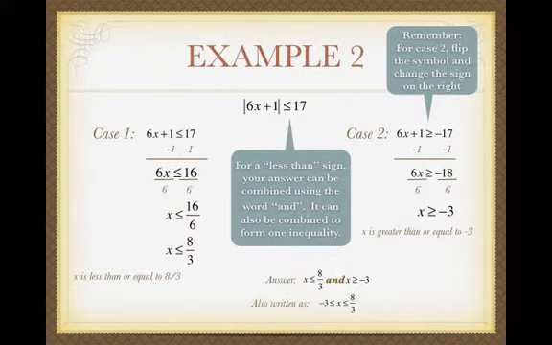Okay, x will have to be in the middle, and order does matter when we're writing it this way. We always want to put the smaller number on the left, the larger number on the right. Okay, and then we look very carefully at the symbols.